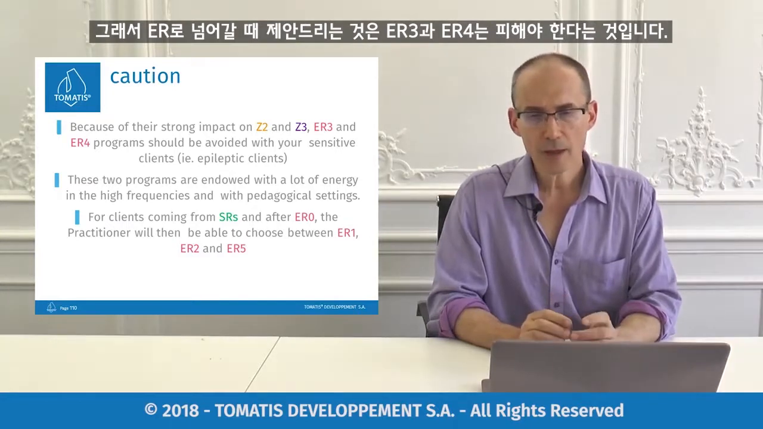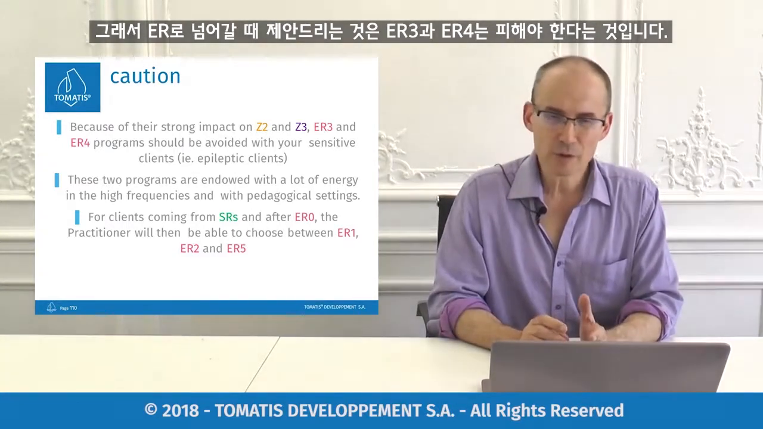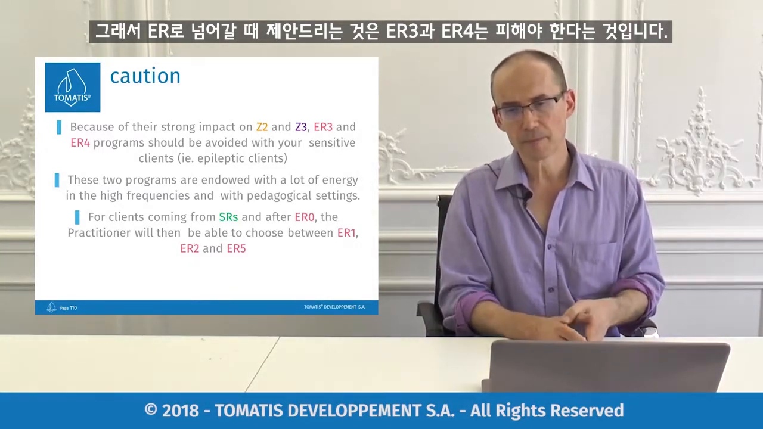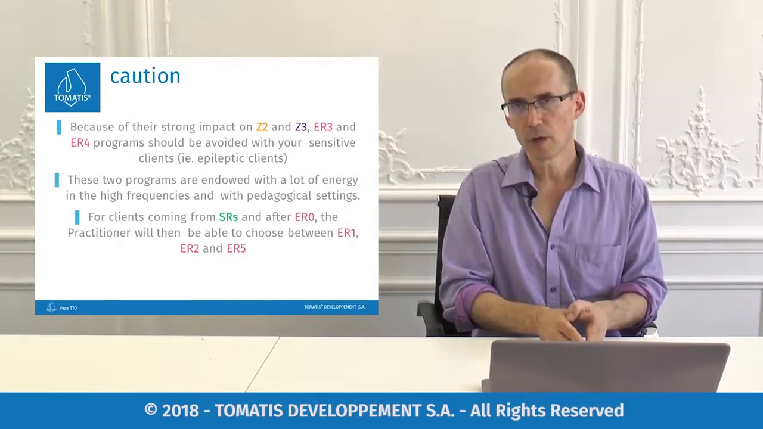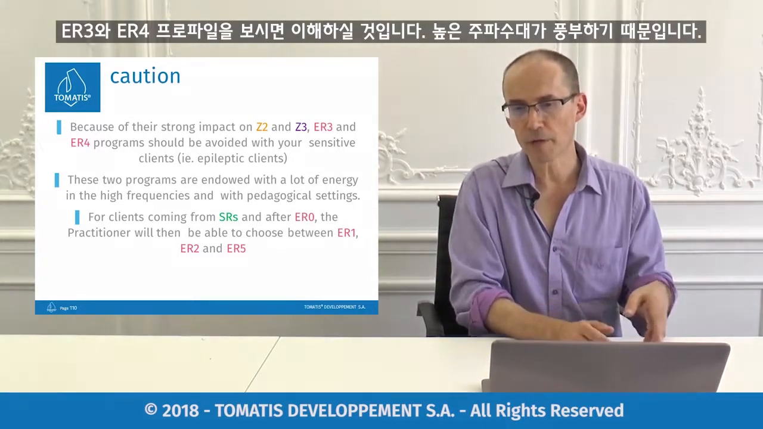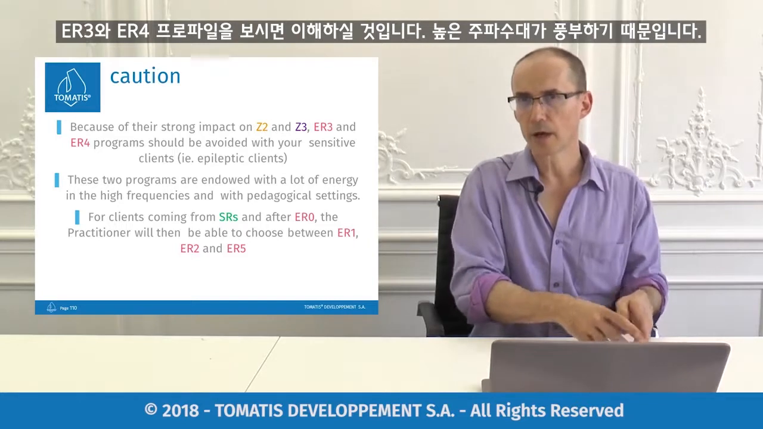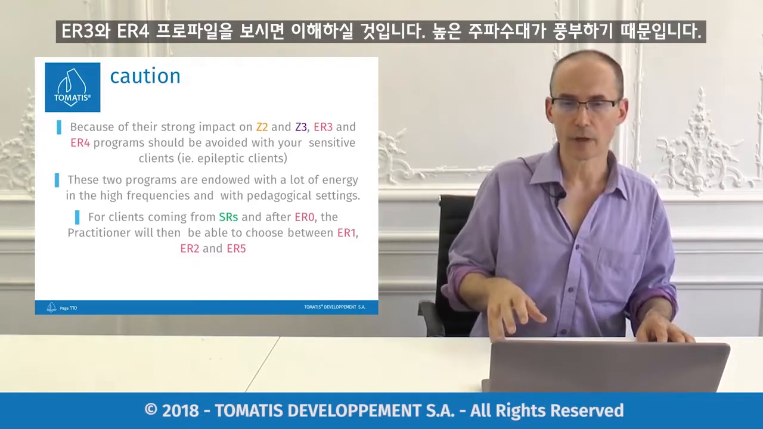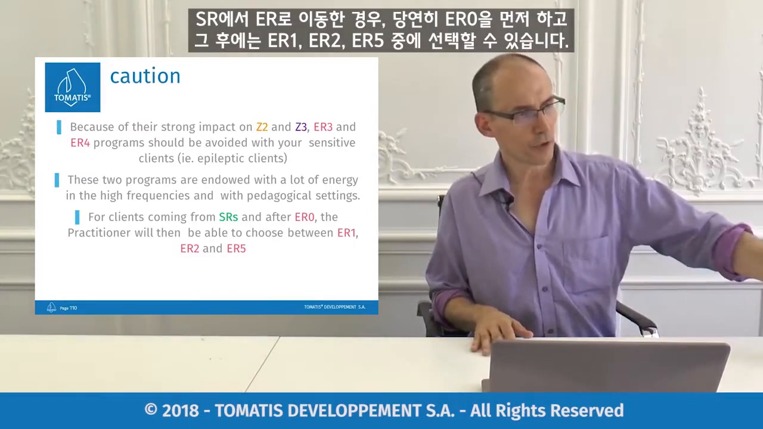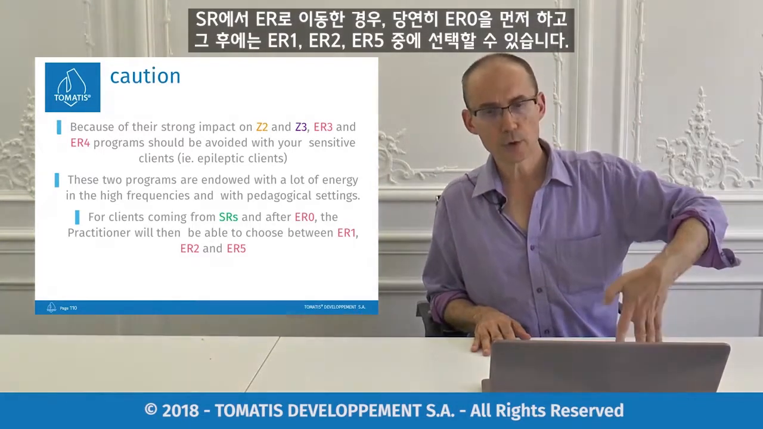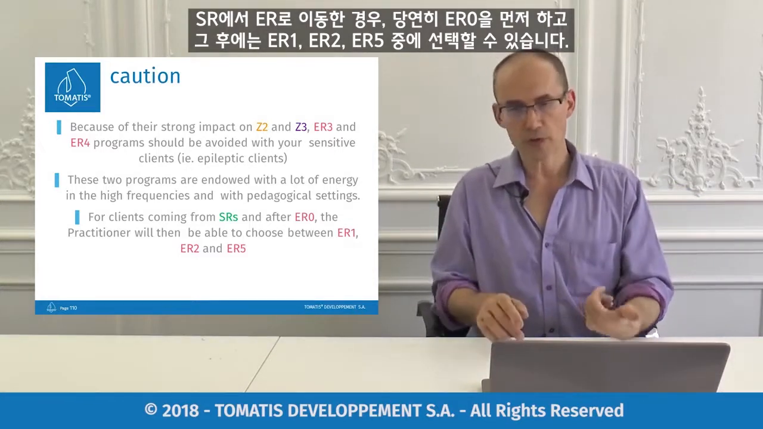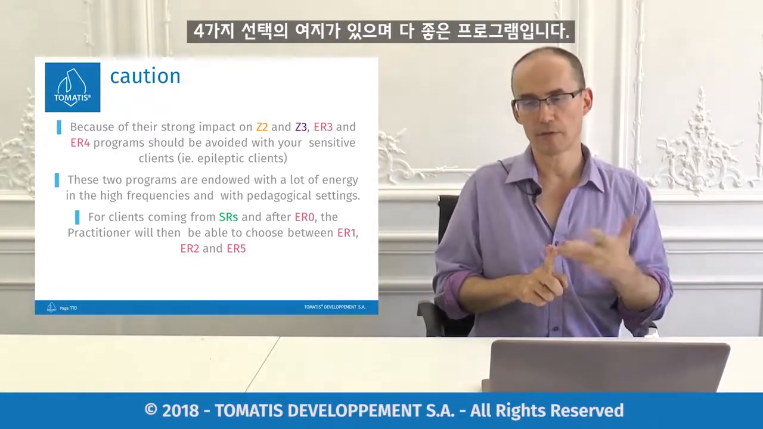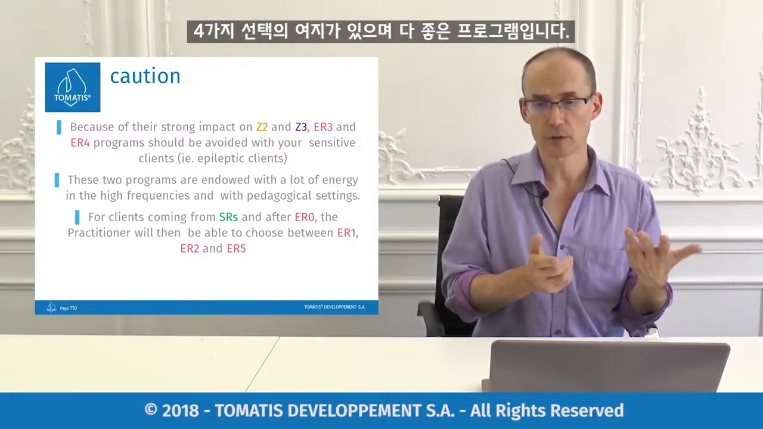So when you switch to ER, the suggestion is that you should avoid ER3 and ER4, because if you look at the profile of ER3, ER4, you will understand, it's very loaded in high frequencies. So if you come from SR, you pick up ER0, of course, and then ER1, ER2, or ER5. So you have four possibilities, which is good.